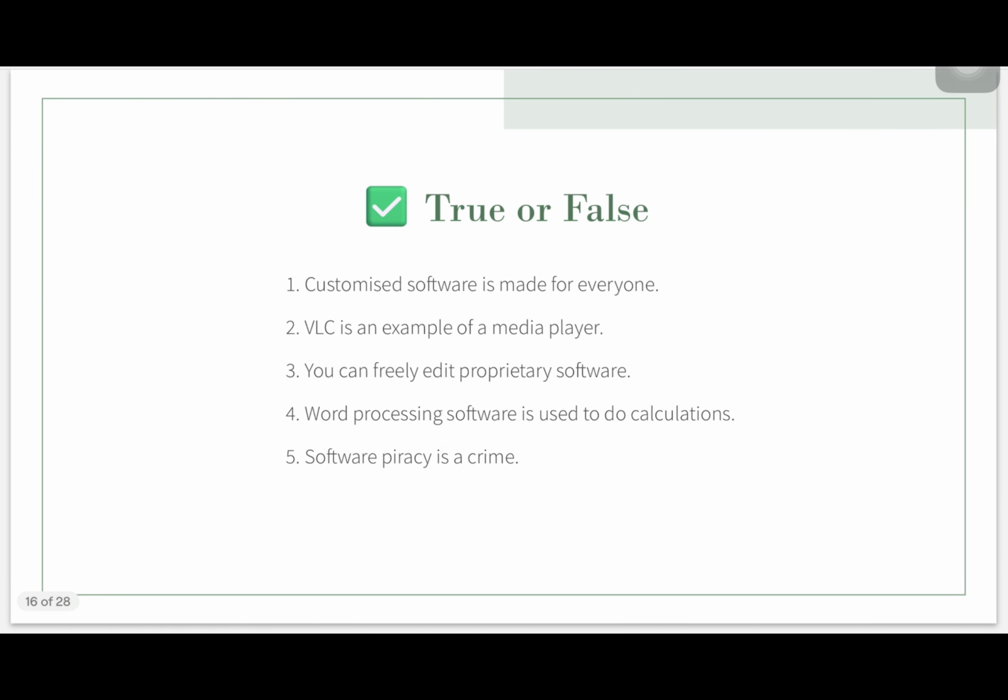Now next, true and false. Try to answer on your own. You can pause the video and answer. See, customized software is made for everyone. True or false? No, false. Customized software is made for one company or a person, right?